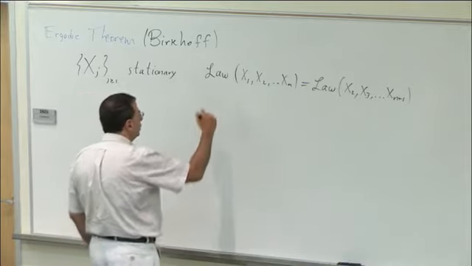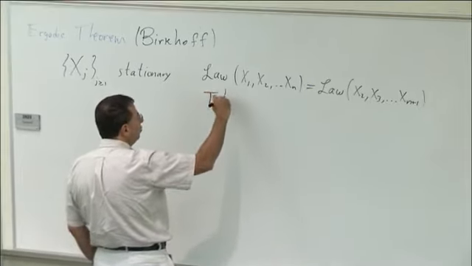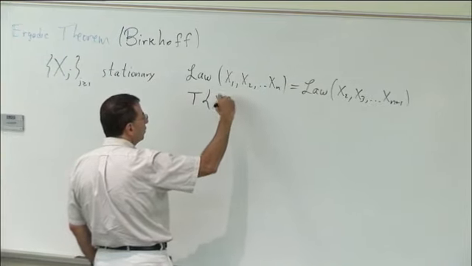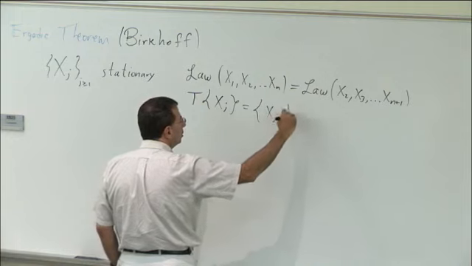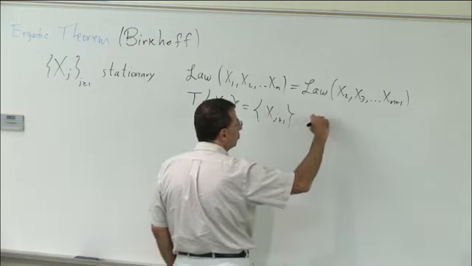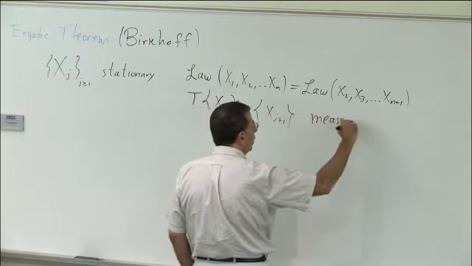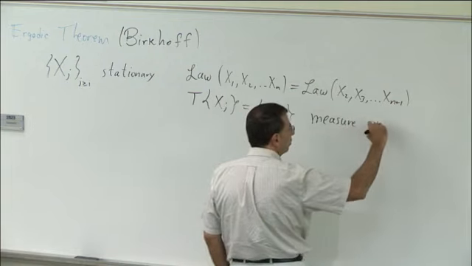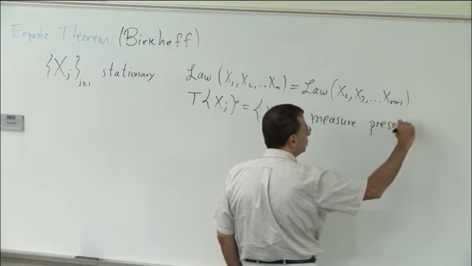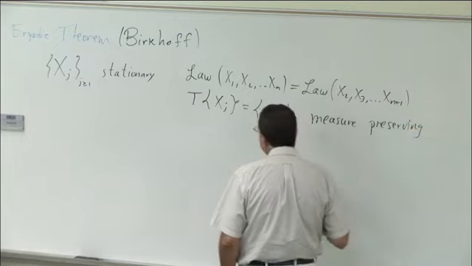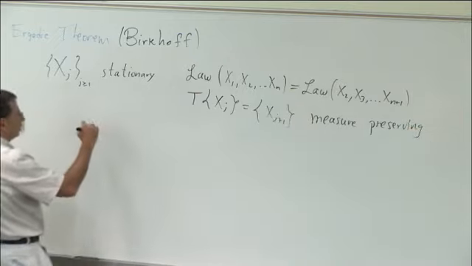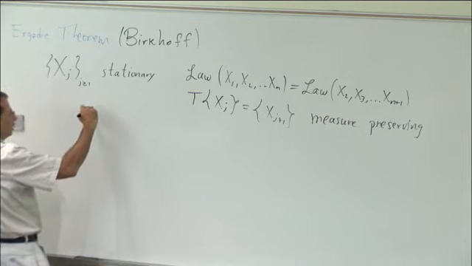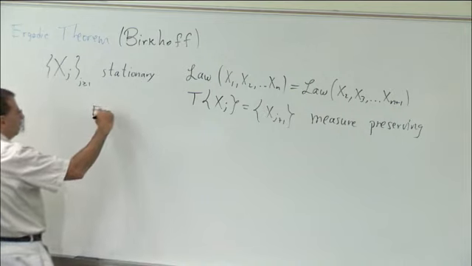This is true for all n, and it follows from this shift invariance that you can shift by more than one. In other words, if we look at the transformation T that sends the sequence X_j to the sequence X_{j+1}, this transformation is measure preserving. And so our measure is a probability measure.